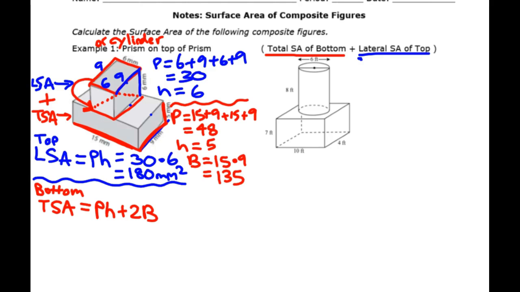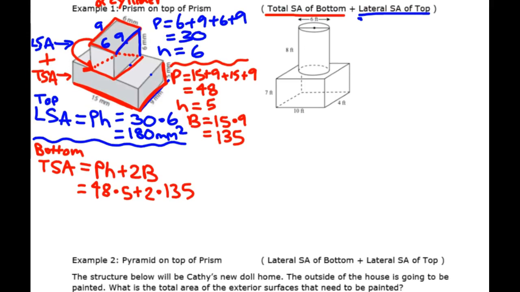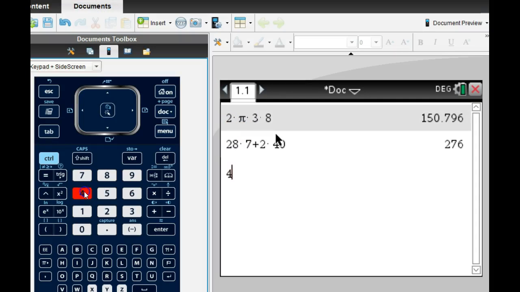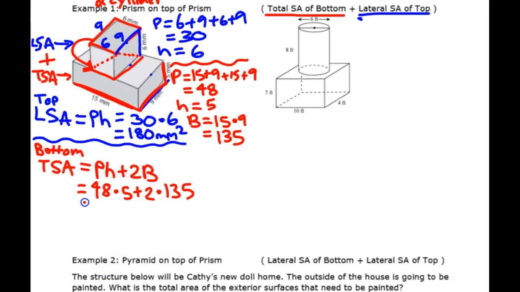PH plus 2B. Let's fill in. The P was 48 times the H was 5 plus 2 times B, which we just got was 135. So 48 times 5 plus 2 times 135 gave me 510 millimeters squared.